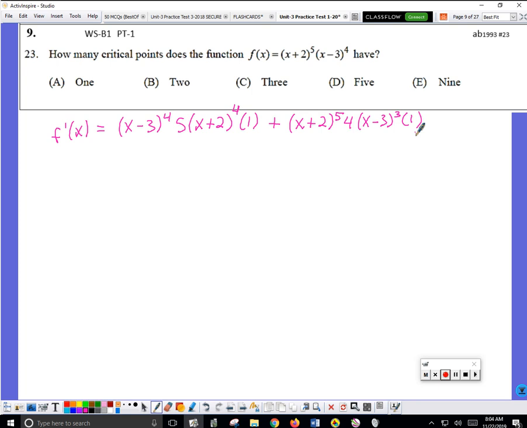Does anyone need more detail on that stuff? Just wave at me if you need more detail. The goal here is to figure out at what values of x will f prime equal 0. At what values of x will f prime equal 0?